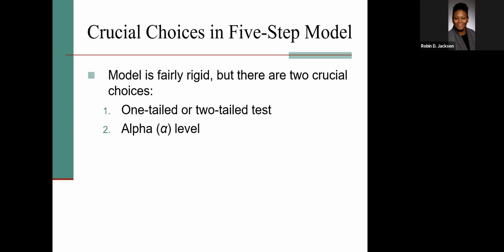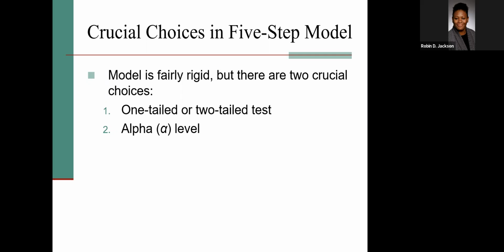But there are some critical or crucial choices that the researcher has to make when it comes to hypothesis testing. And those choices are essentially based on the researcher's expectations. The first choice is, do we do a one-tailed or a two-tailed test? This is where the researcher is unsure about the direction, and the hypothesis will only state that the population mean is not equal. If the researcher is certain about the direction, then they'll give that information. And I'll show you that in a minute.